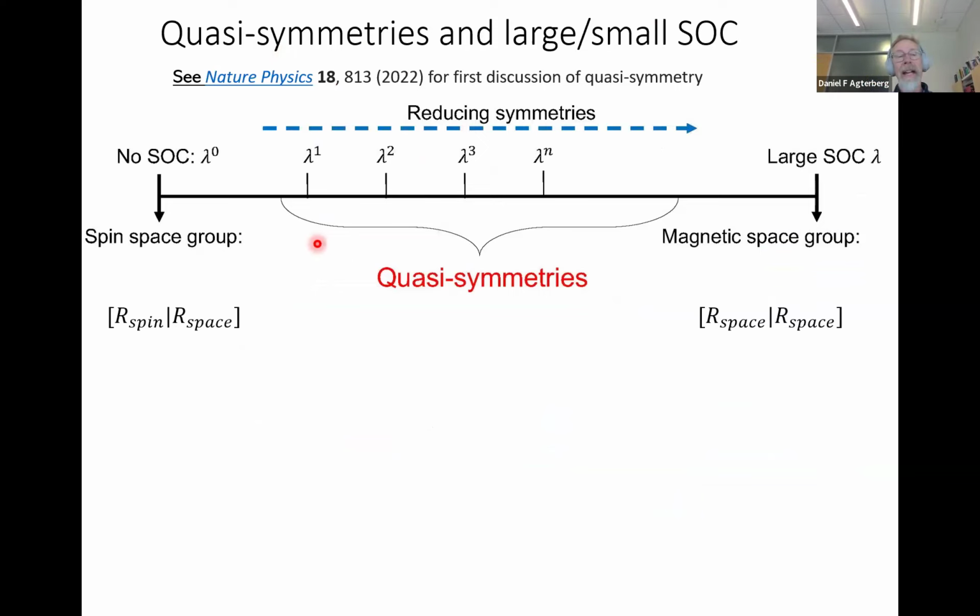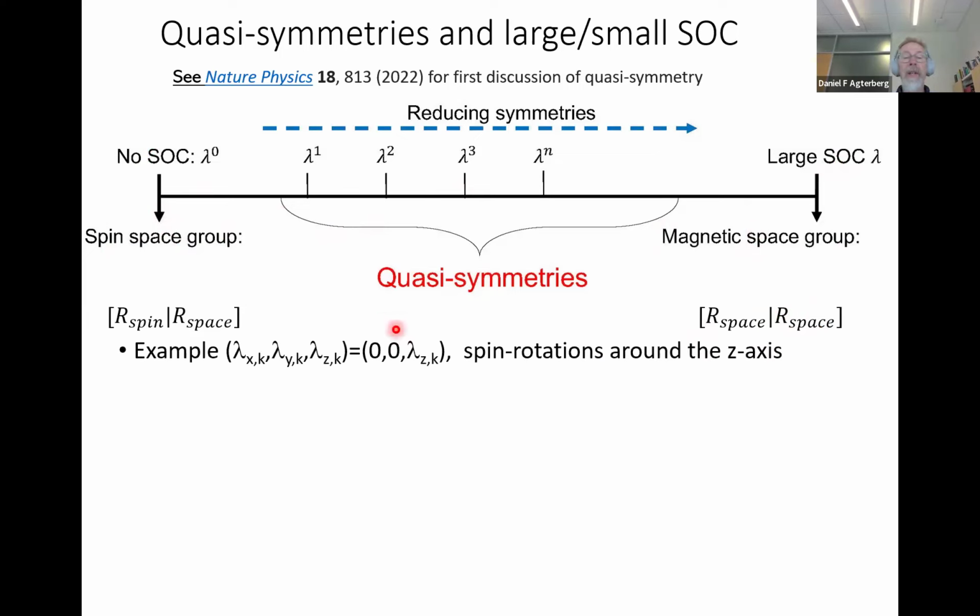So when we talk about altermagnets, we talk about this in the standard limit when there's no spin orbit coupling, and we characterize all the states by a spin space group. But then we also have the usual limit, where in large spin orbit coupling, we have magnetic space groups. And in magnetic space groups, the spin and the spatial rotations are tied together. The context of quasi-symmetries refers to symmetries in between these. So we don't have the full symmetry of the spin space group, but we have larger symmetry than the magnetic space group.